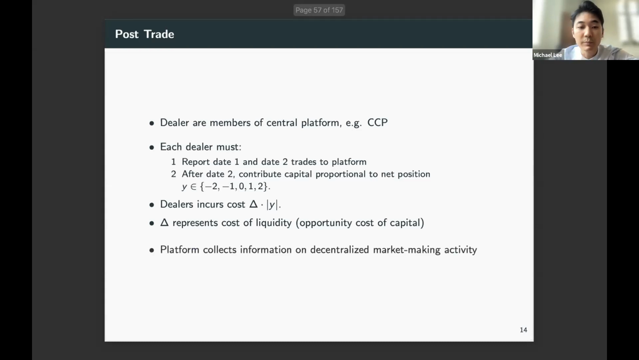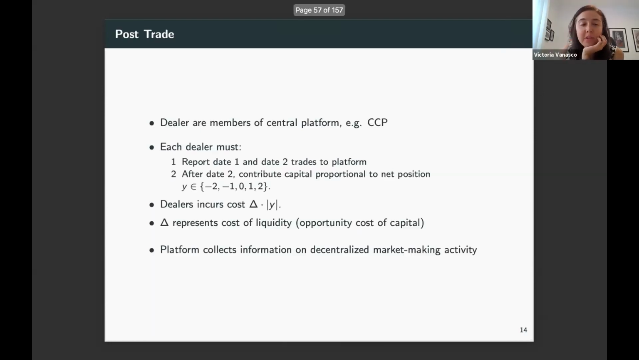So here the platform is able to collect the information on this decentralized market making activity. In particular, they're able to, from the reported trades, observe the set of trades that occurred between the traders and dealers at date 1. And this is going to be the main source of information that we're going to consider the platform disclosing back to the dealers.